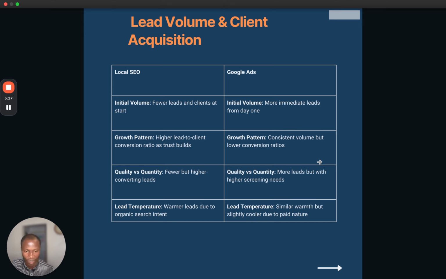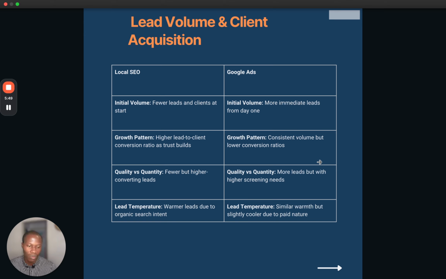For local SEO, you have few leads and clients at the start, but it slowly begins to ramp up. Then you also want to look at the growth pattern: higher leads to client conversion ratio as trust builds up. So as you begin to gain trust in the eyes of Google, you start getting more leads, you start getting more conversions. Then talk about quality versus quantity. Fewer but converting leads, that is what you get with SEO as against Google Ads.